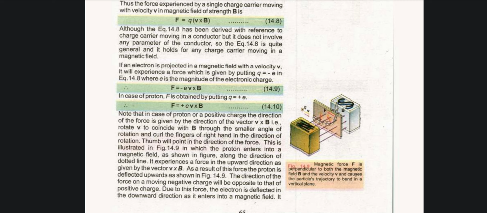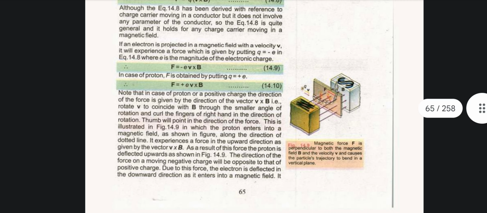Although equation 14.8 has been derived with reference to charge carriers moving in a conductor, it does not involve any parameter of the conductor. So equation 14.8 is quite general and it holds for any charge carrier moving in a magnetic field.